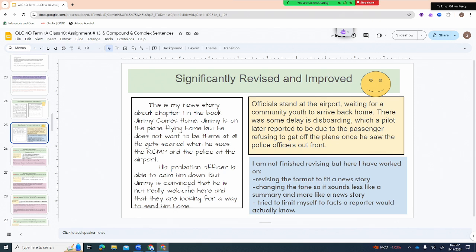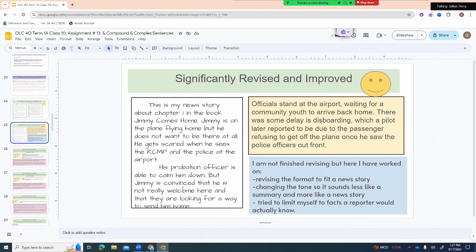Okay, so here's my rough copy. This is my news story about chapter 1 in the book, Jimmy Comes Home. Jimmy is on the plane flying home, but he does not want to be there at all. He gets scared when he sees the RCMP and the police at the airport. His probation officer is able to calm him down, but Jimmy is convinced that he is not really welcome here and that they are looking for a way to send him home.